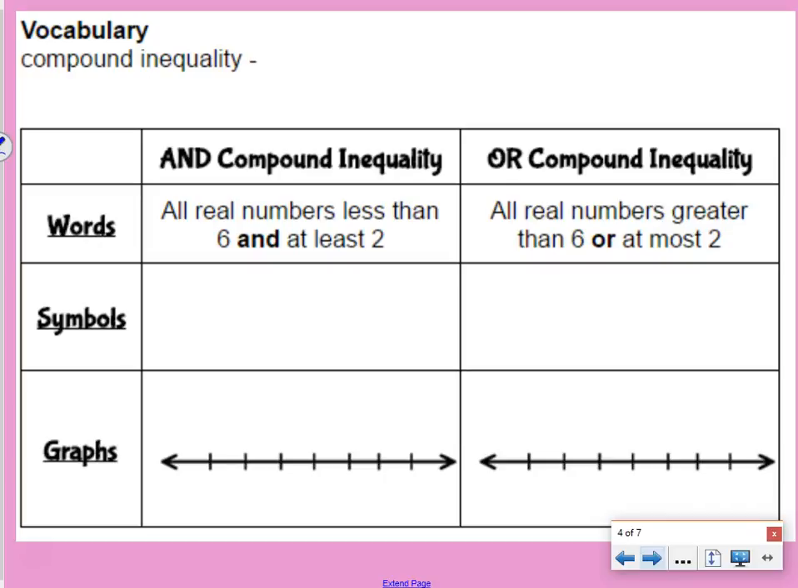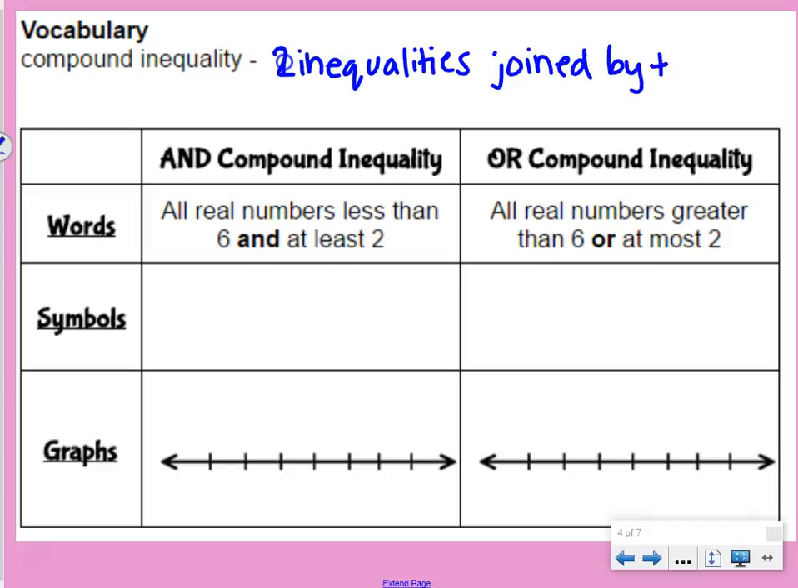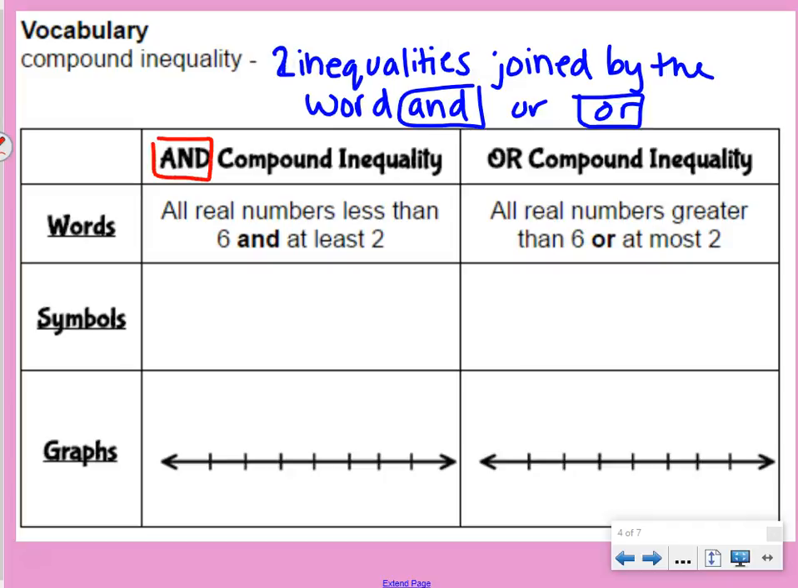First off, we need to know what a compound inequality is, and it is two inequalities joined by the word "and" or "or". So it can either be joined by the word "and" or the word "or". First, we're going to talk about "and" compound inequalities.